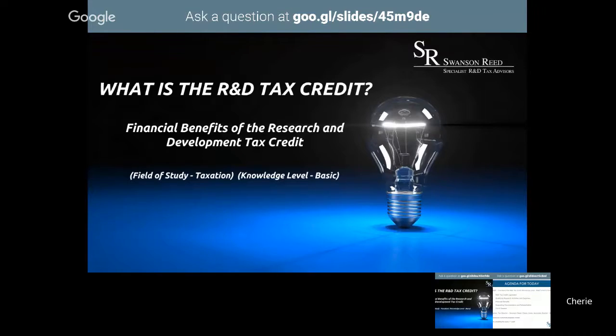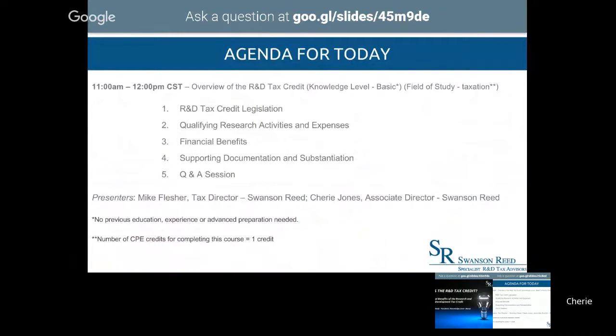During the next 50 minutes, we will provide an overview of the R&D tax credit. The knowledge level is basic, and our field of study today is taxation. We will be reviewing the R&D tax credit legislation and discuss the types of research activities that qualify for the credit and the qualified expenses used to calculate the financial benefit. Then we'll discuss the types of supporting documentation we use to substantiate an R&D tax credit claim. We will allow time at the end for a Q&A session.